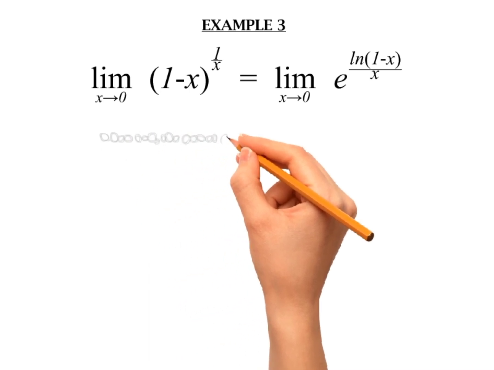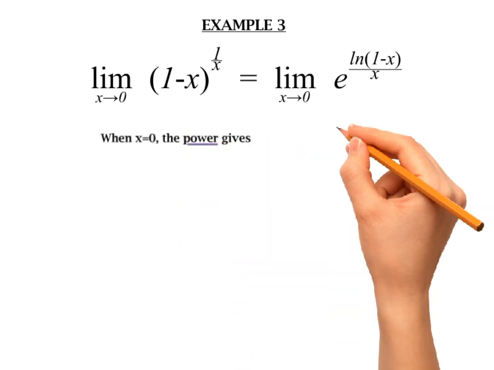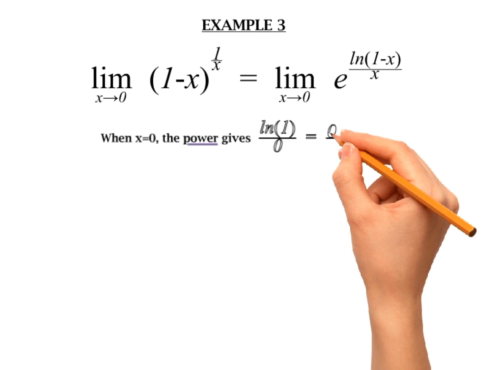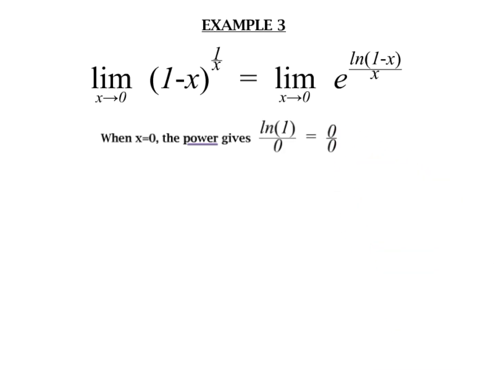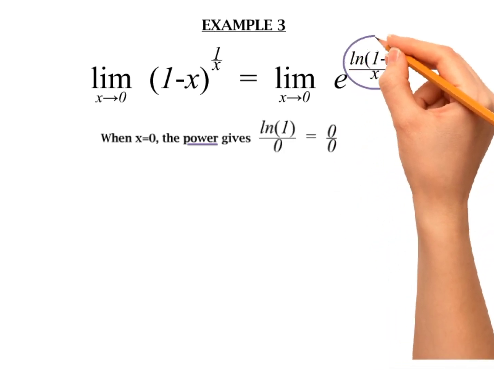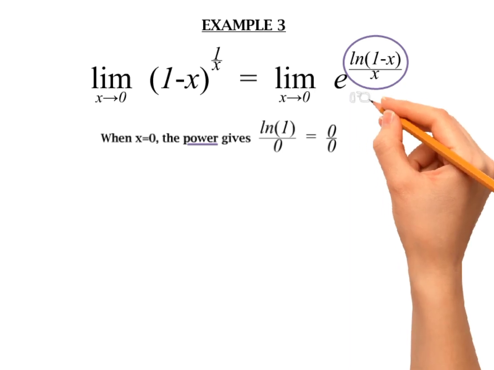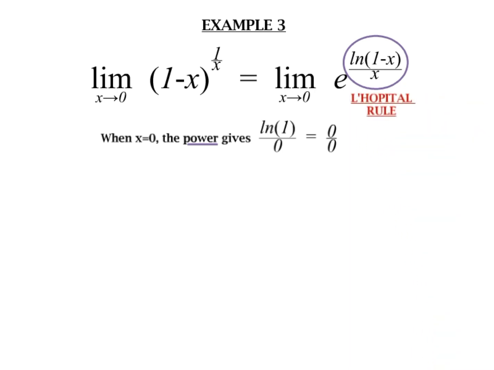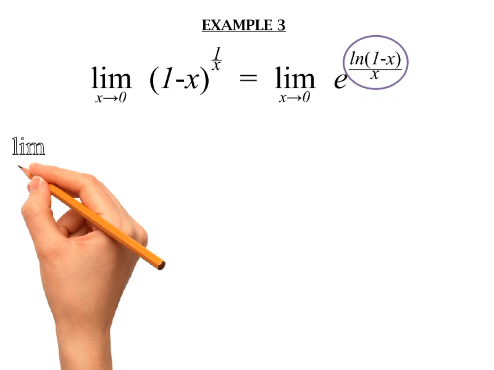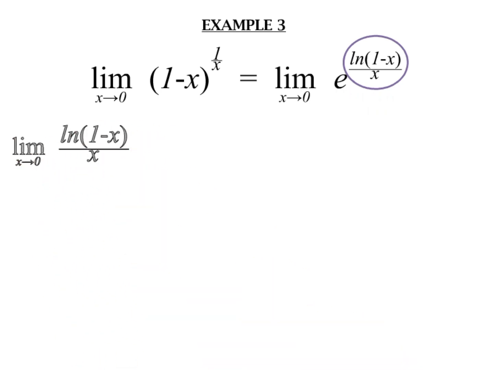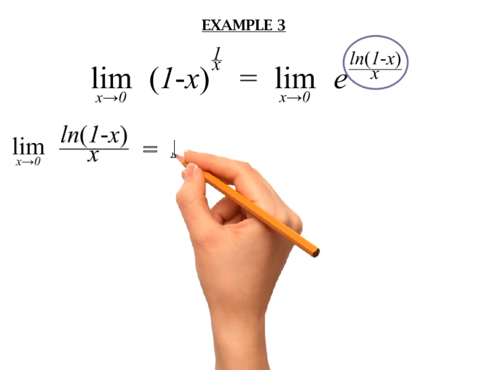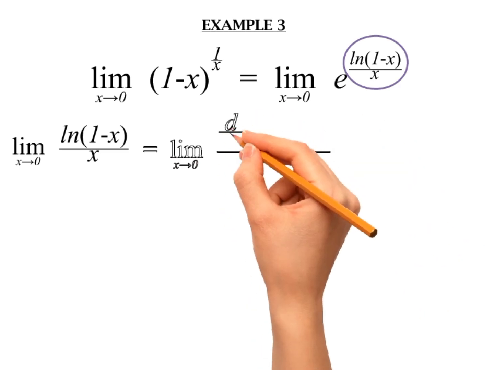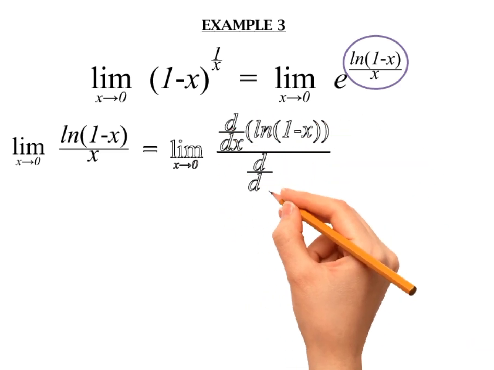By focusing on the power, we see that it gives ln 1 over 0, which is equal to 0 over 0, when the limiting value is substituted in it. This means that we can apply the L'Hopital rule to the power. Let us consider the power separately. The limit of ln(1 minus x) over x as x approaches 0 gives the derivative of the numerator and the denominator.